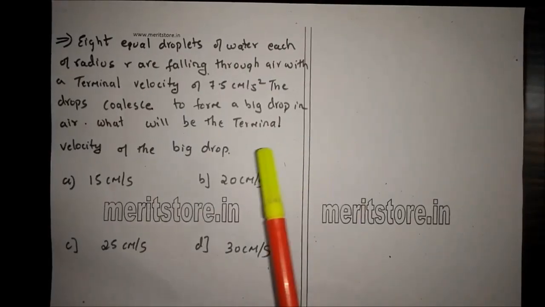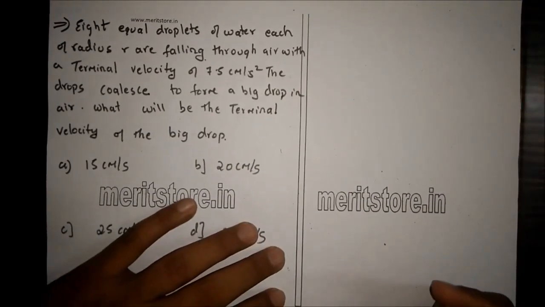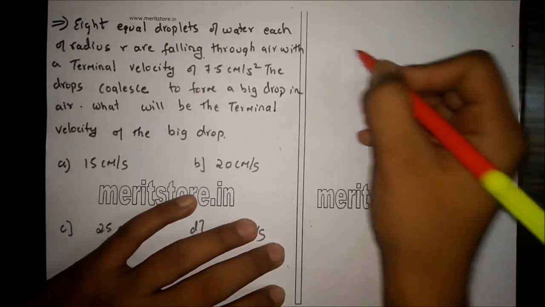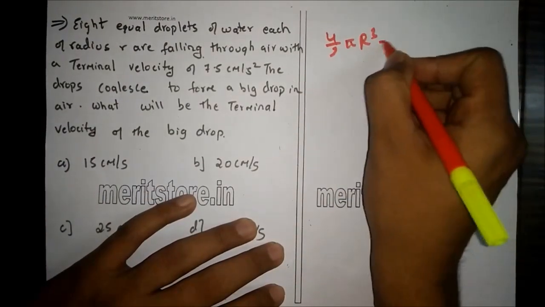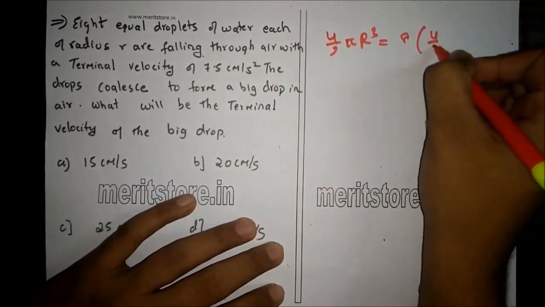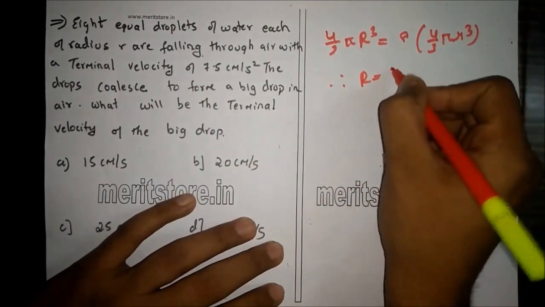8 equal droplets of water, each of radius small r, are falling through air with a terminal velocity of 7.5 cm per second. The drops coalesce to form a big drop in air. What will be the terminal velocity of the big drop? Here are the options. Now, the radius of the big drop is calculated by using 4 upon 3 pi R cube, which is 8 into 4 upon 3 pi into small r cube. Therefore, capital R is equal to 2r.